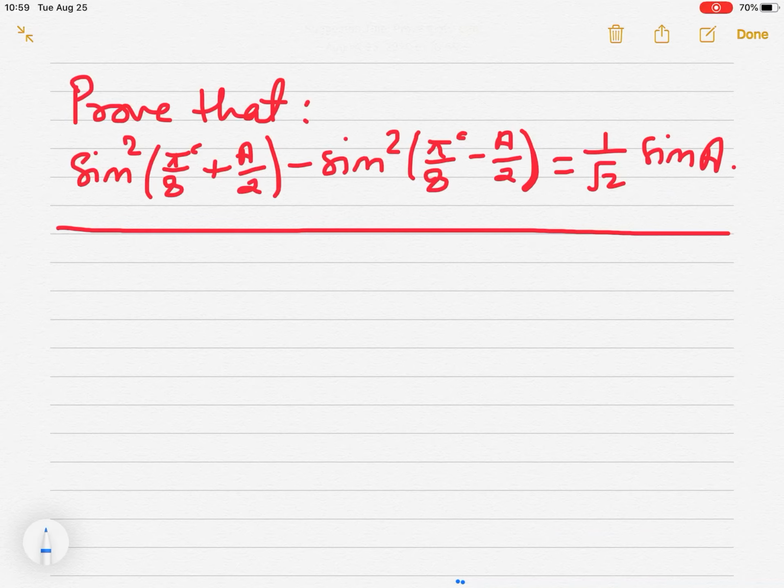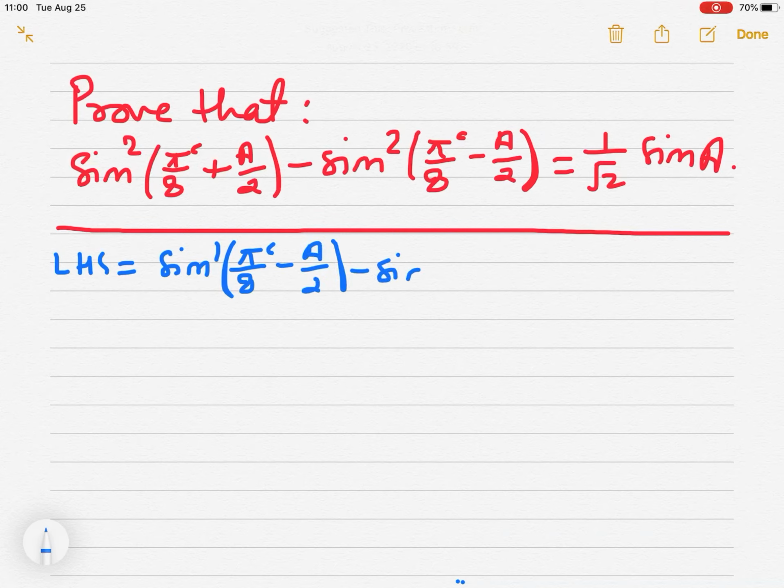Now this question we can solve from the LHS. So let us begin from the LHS here. Left hand side is equal to, we can write this as it is, sin² (π/8 − A/2) minus sin² (π/8 − A/2). Sorry, this one is plus. Okay, from this we can start.